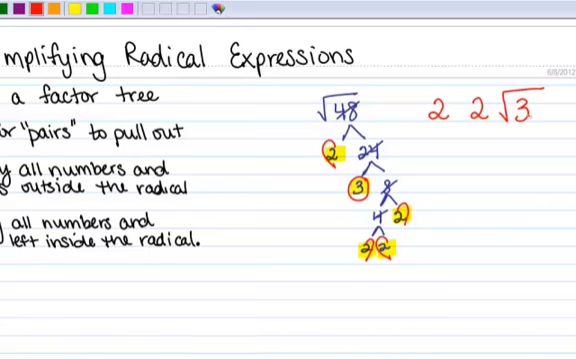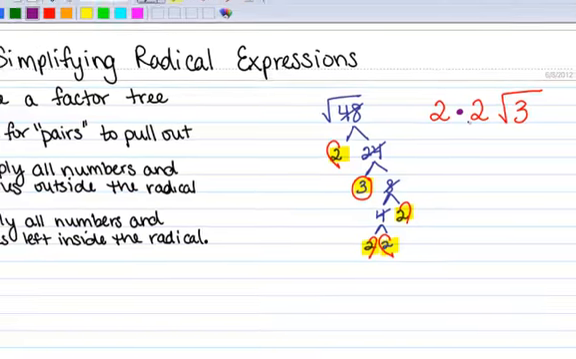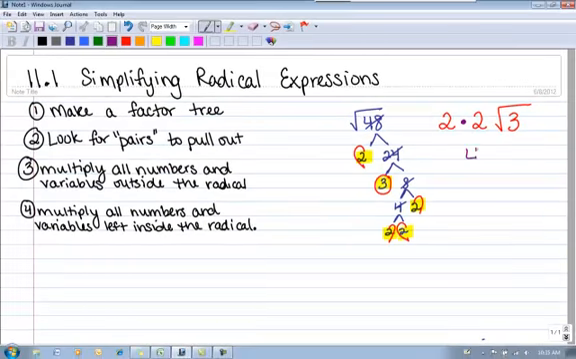My next step says that I'm going to multiply all numbers and variables outside the radical. So I've paired up everything, I've pulled everything that I can out, all of my stems are used, and now I want to go ahead and see what I'm going to do with those numbers. So I'm going to multiply the 2 by the 2, because those are 2 numbers outside the radical. And when I do that, I get 2 times 2 is 4.